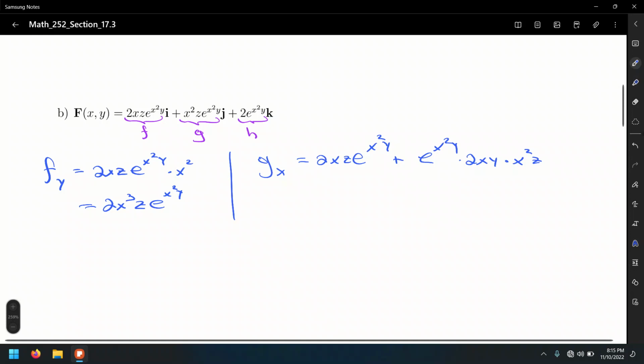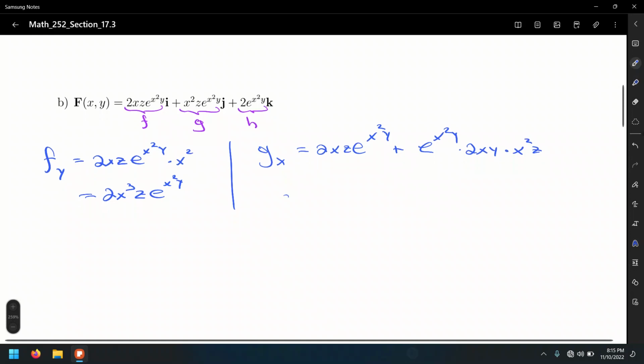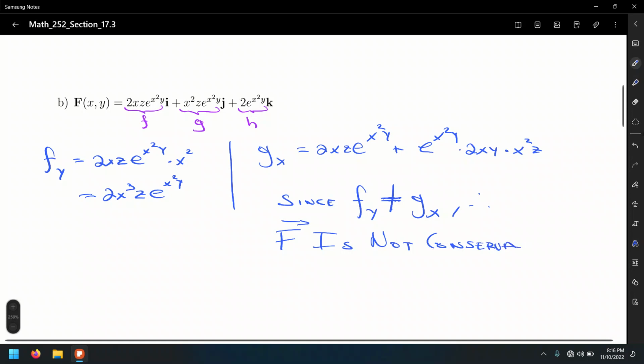I think it's really easy to see that these two derivatives are not the same. So since the partial of f with respect to y is not the same as the partial of g with respect to x, therefore F is not conservative. And therefore, this madness here is definitely not some function's gradient, and we are not going to be able to find the potential function. But we could for letter A.